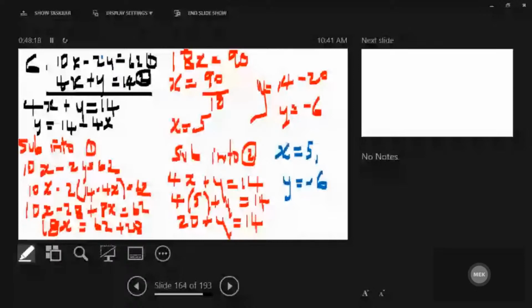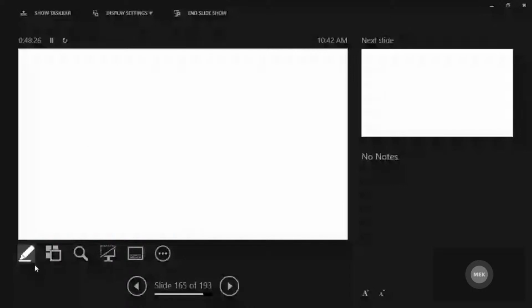All right, so let's go on to 7 and 8, and then we're going to go back to number 5 to see what was with number 5. Something wasn't adding up for number 5.